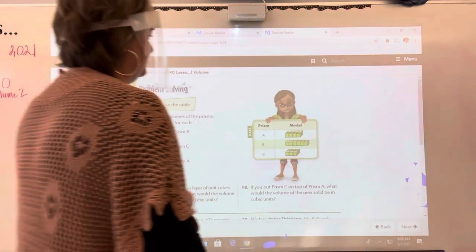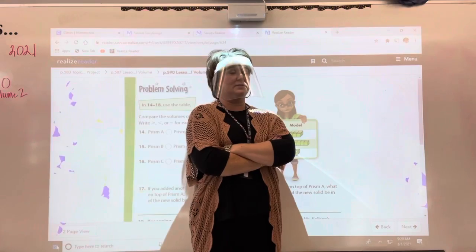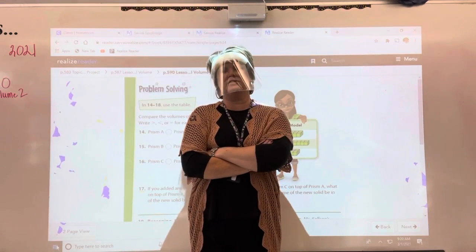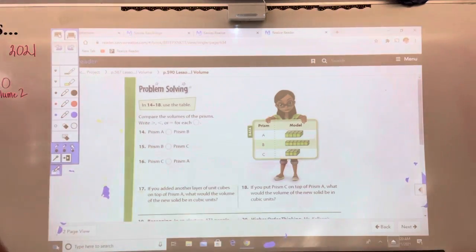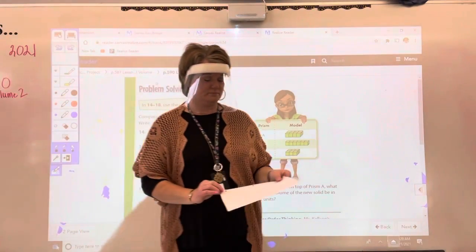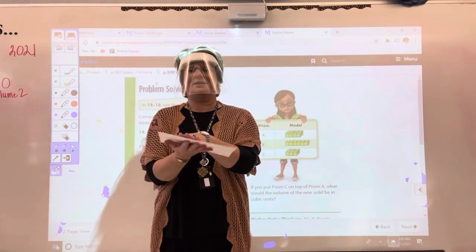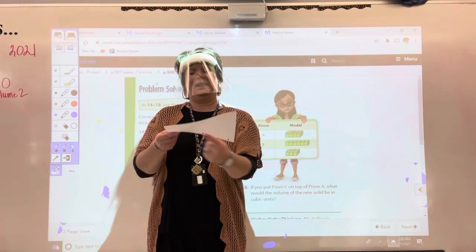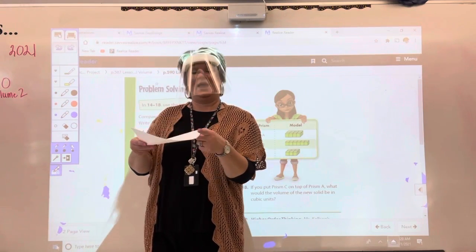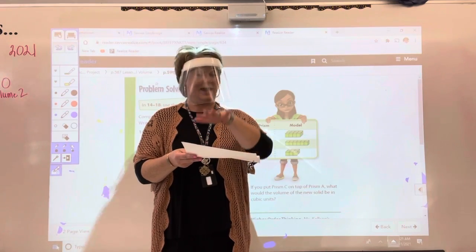Let's get started. I want to talk to you guys about something that's two-dimensional and something that's three-dimensional. So all eyes up here. I'm just going to take this piece of paper right here, okay? This piece of paper is flat as a pancake. It has length and it has width, but it does not have any height.